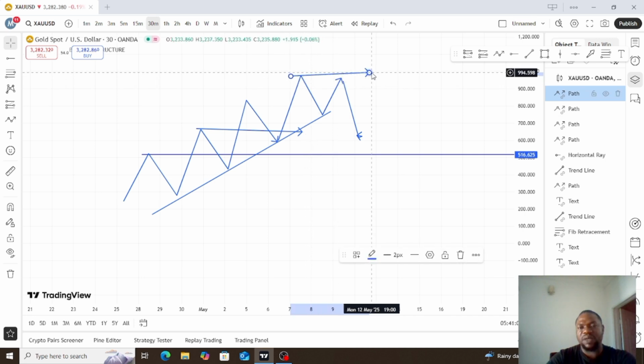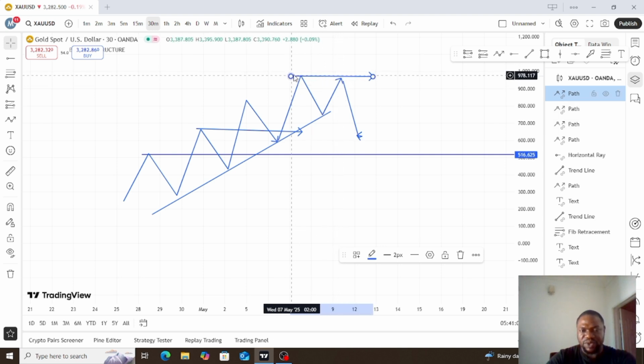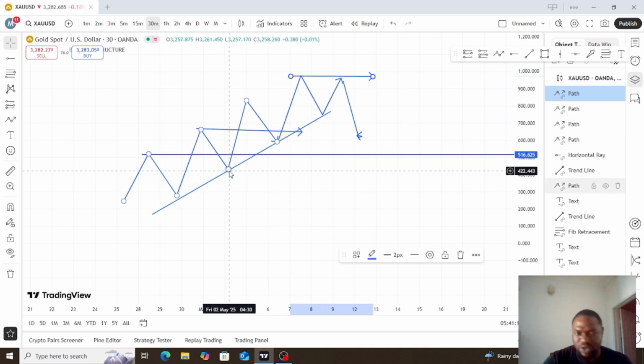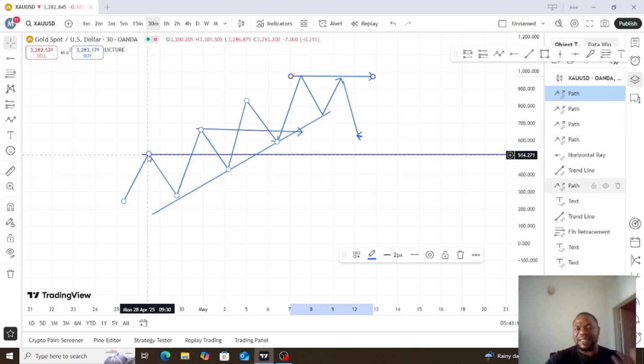And once it gives us an equal high, this is a point where we call resistance. But I'm going to take you through support and resistance in another video so that we don't make this video too long. So I hope you understand what break of structure means now. Like I said earlier, a break of structure is simply in an uptrend.